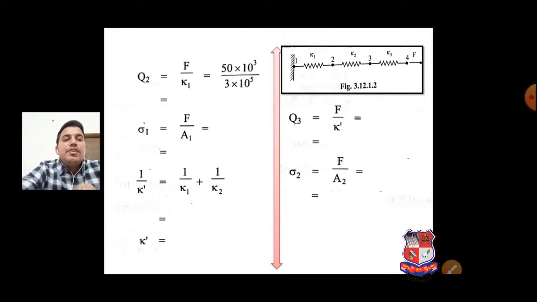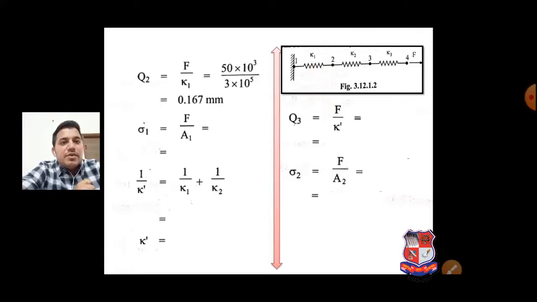So here we are putting the value of force 50 into 10 raised to 3 divided by 3 into 10 raised to 5. Already we have found K1. So as per that, the value of Q2, meaning the displacement at node number 2, will be 0.167 mm. So we can find Q2 here, at node number 2.